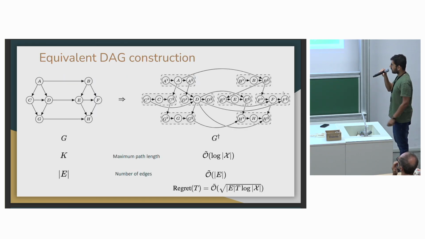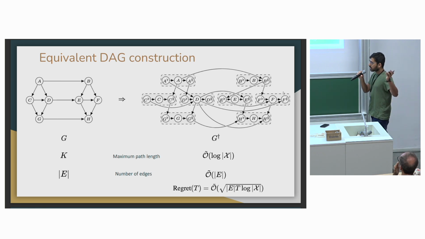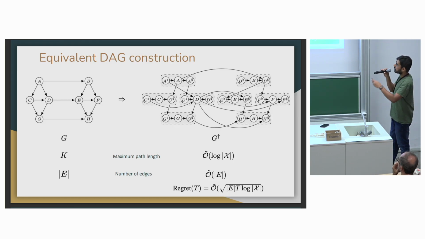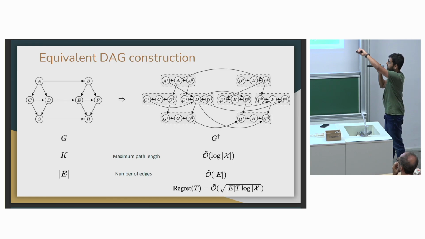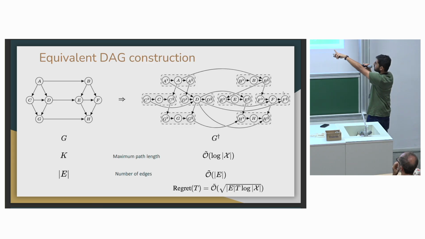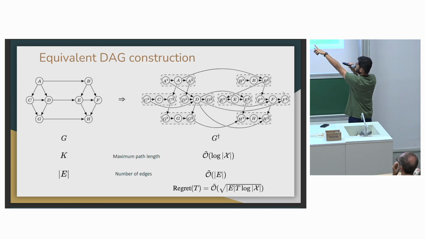If you recall, the regret bound was square root of k T, but k can be really huge. So another key contribution of our work is that we take the original DAG and construct an equivalent DAG, such that doing regret minimization on this one is equivalent to doing it on the original.